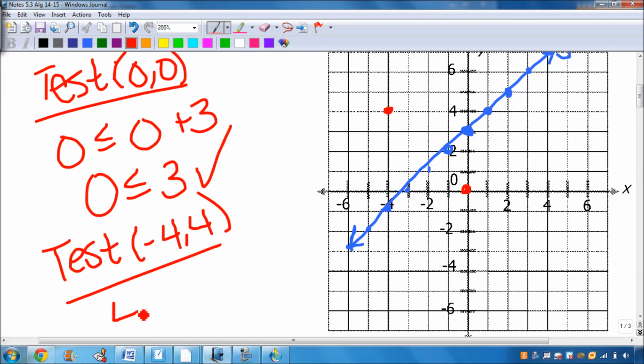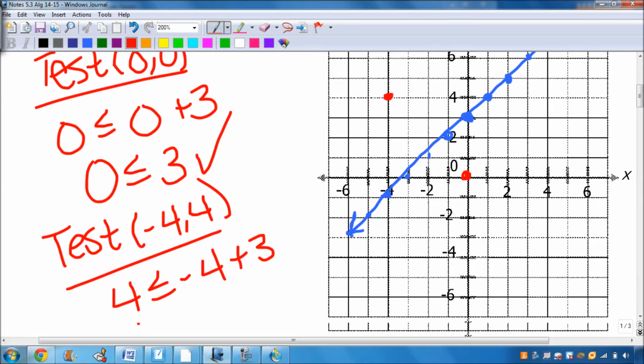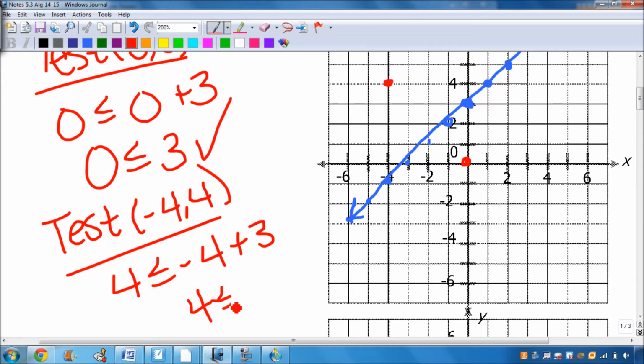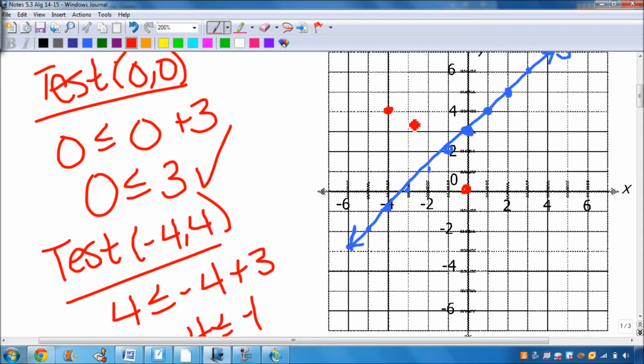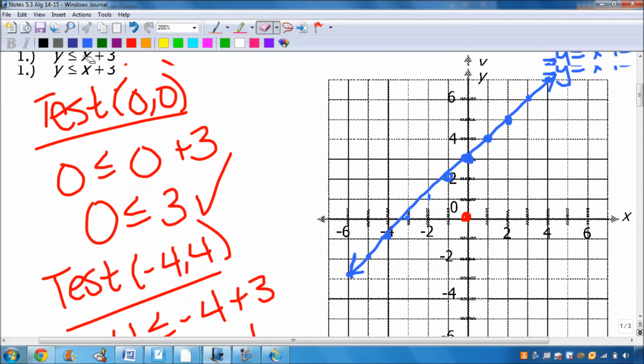So it would be 4 is less than or equal to -4 plus 3. So I would get 4 is less than or equal to -1, which is not true. So that means that this side doesn't work, but everything underneath will work. So I'm going to shade in everything underneath right here. So let's go ahead and do that.